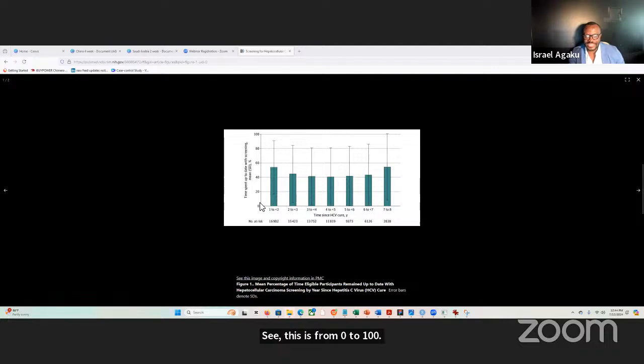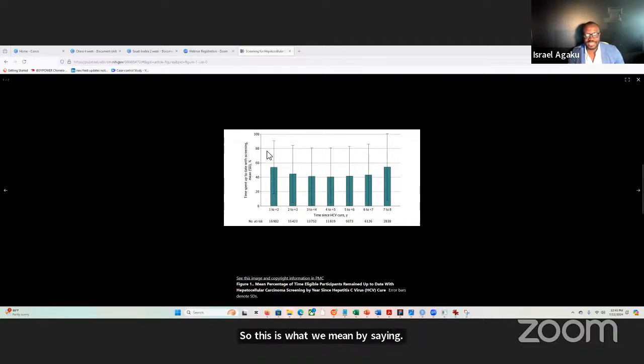The horizontal axis is also very clearly labeled. I know that this is time since HCV cure, right? So everything is clearly indicated. So this is what we mean by saying, let your tables and figures be able to stand alone.